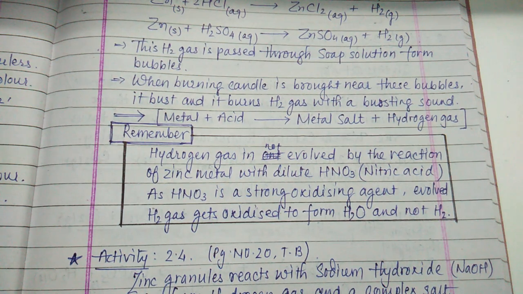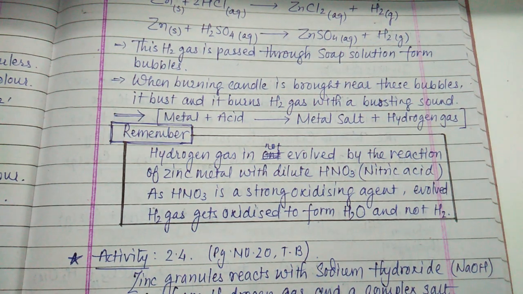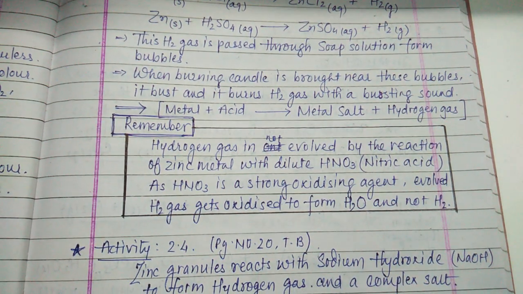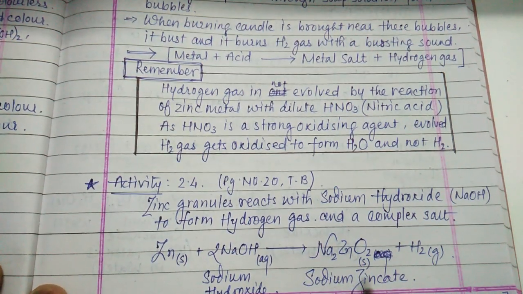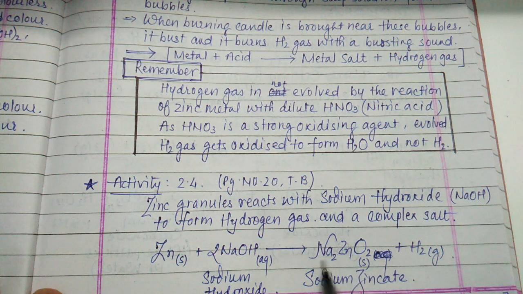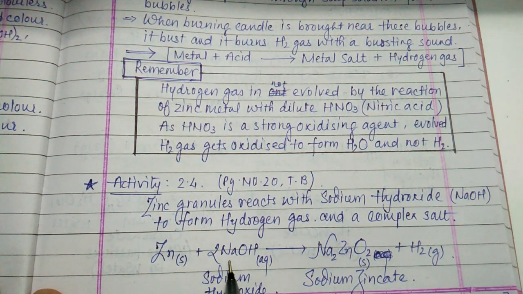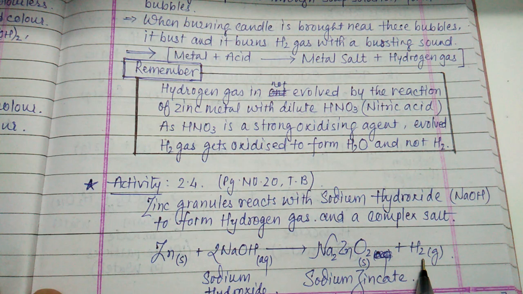Now activity 2.4. Zinc granules react with sodium hydroxide. Same activity but with base. So it gives a complex salt. The sodium and zinc both are metals, and this is non-metal. It is called a complex salt. Zinc and sodium hydroxide gives sodium zincate, and hydrogen gas is evolved.